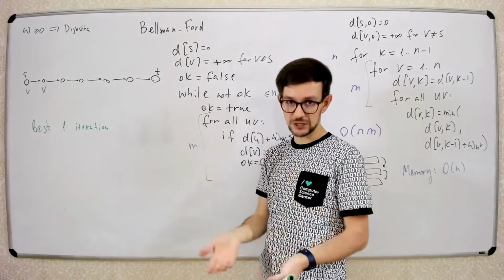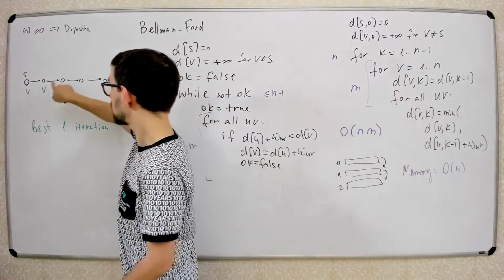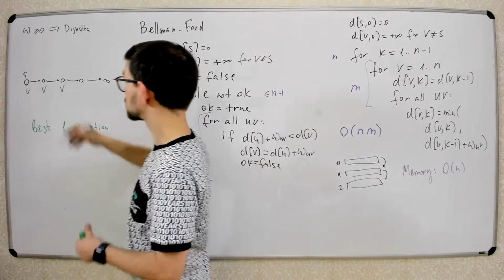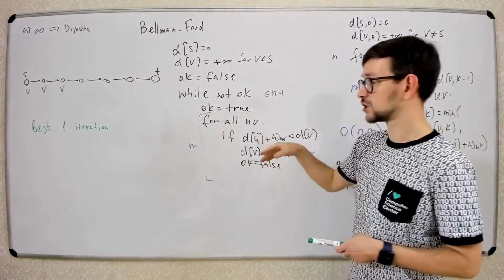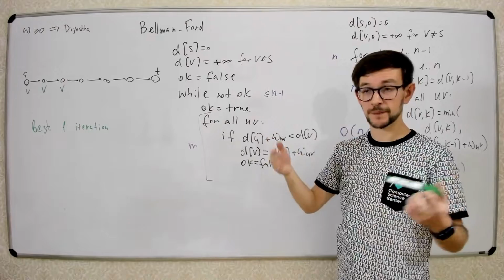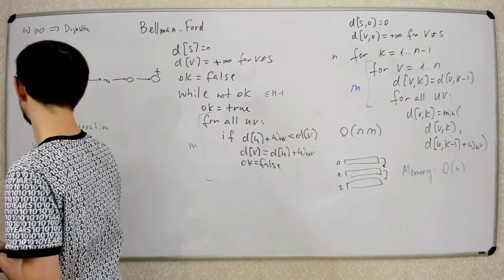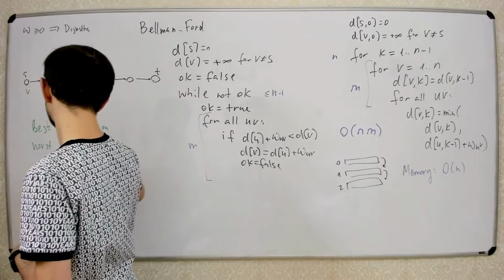Now you make the second iteration. So again, you go from right to left. You apply here, here, here, here, here. Oh, now you know the distance to here, and so on. So on each next iteration, you find the correct distance to only one node in this path. So you will need n-1 iterations.